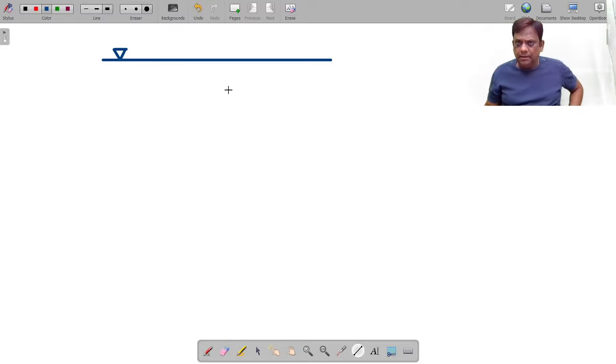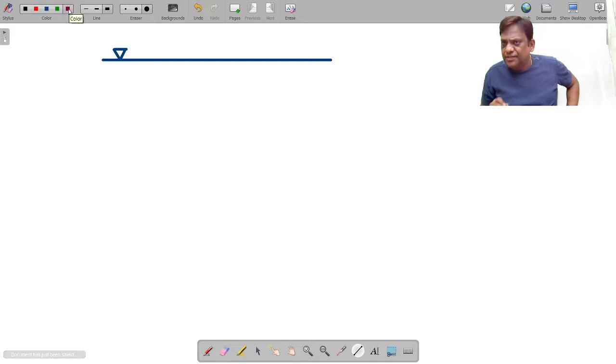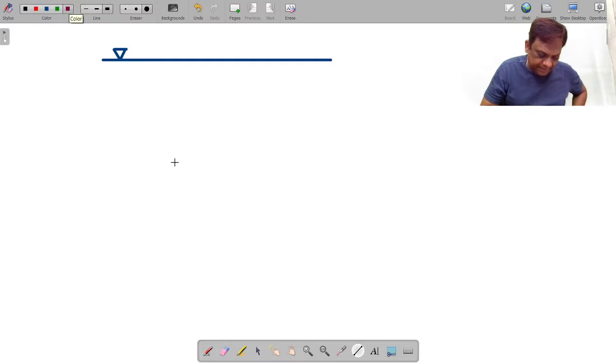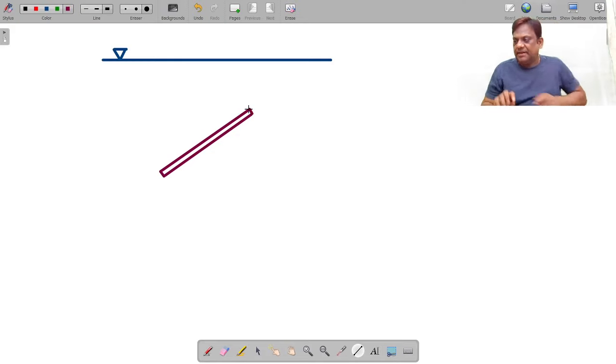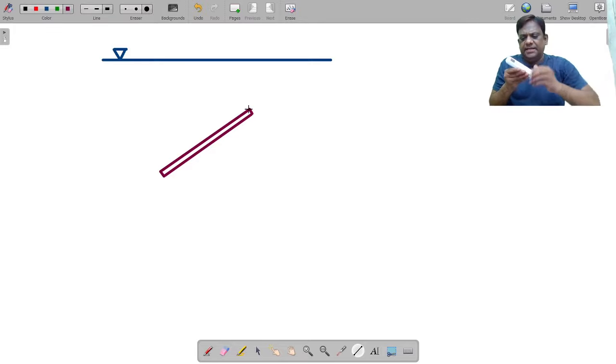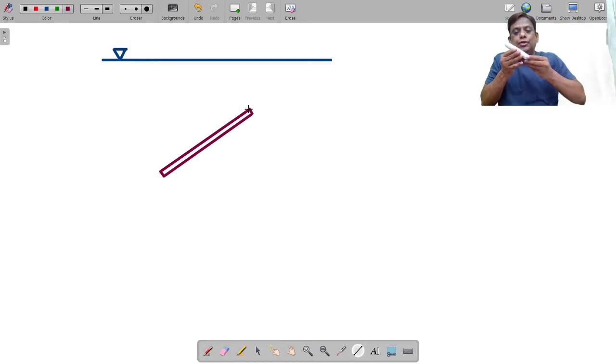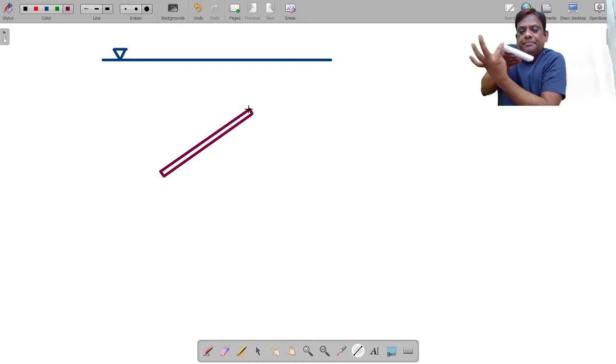Now, let us take an object which is immersed in this, maybe like this. It's like this, my dear students. Please observe here. An object is kept like this. This is all water. So you can see only this portion. Actually, the object is this.